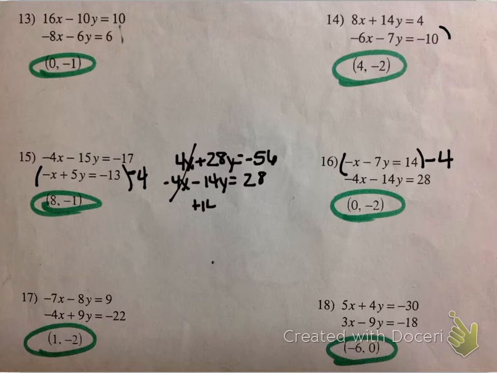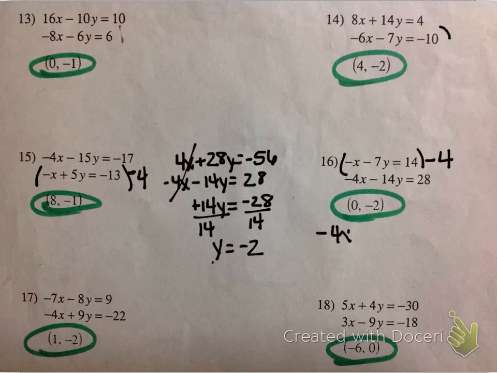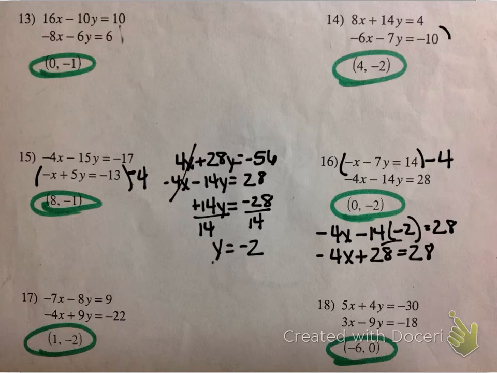Okay, so that goes away, and I have 14y equals -28. I'm going to divide by 14, and y equals -2. There we go. Now, we're going to put that back in. So negative 4x minus 14 times -2 equals 28. So negative 4x plus 28 equals 28. Move that over. And we get negative 4x equals 0. So then anything, 0 divided by anything is 0.